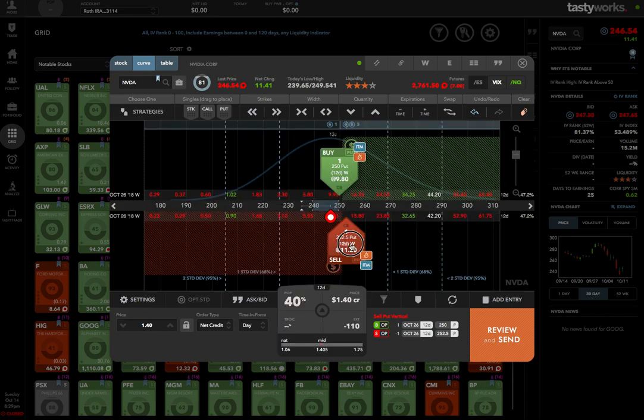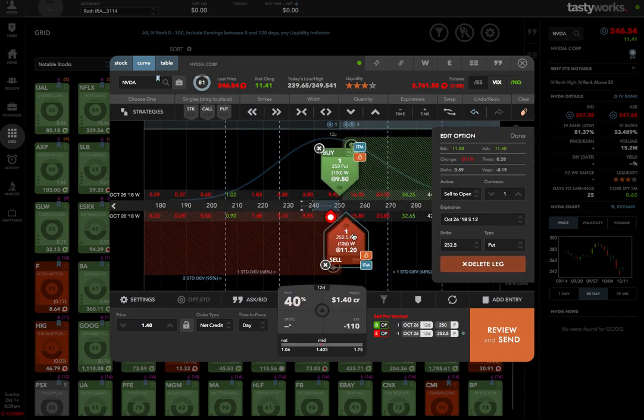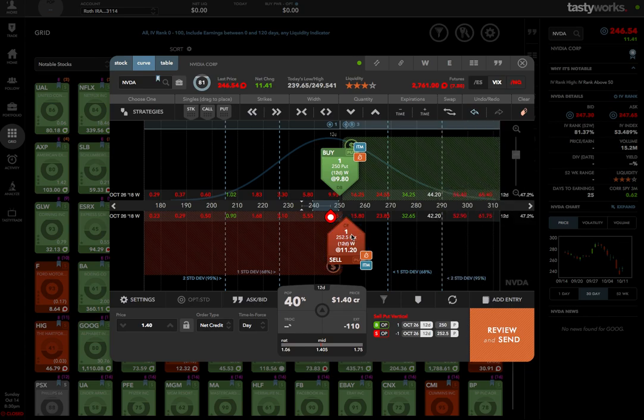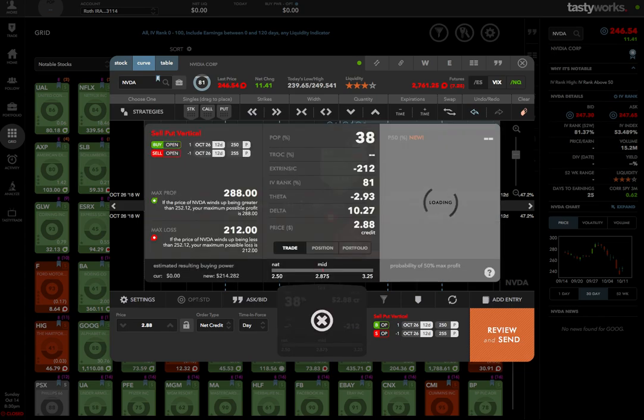Now, if I take this one out and move this one further out, now I'm at a $5 spread. That's going to give me more profit, but it's also going to give me more risk. So max loss is $212 and my max profit is $288. That's if I'm selling a put spread. If I'm bullish and I want to sell a put spread.